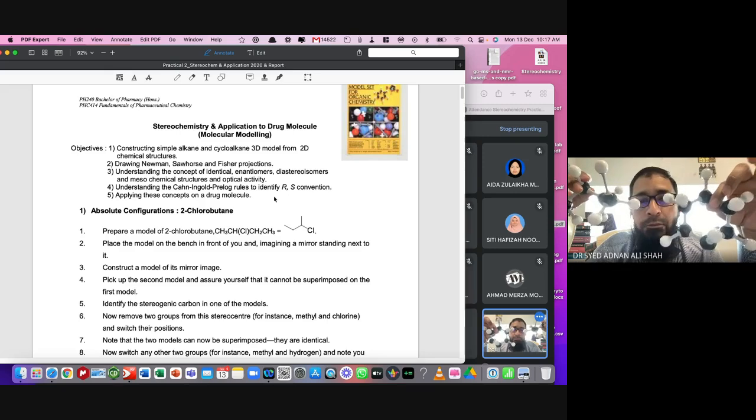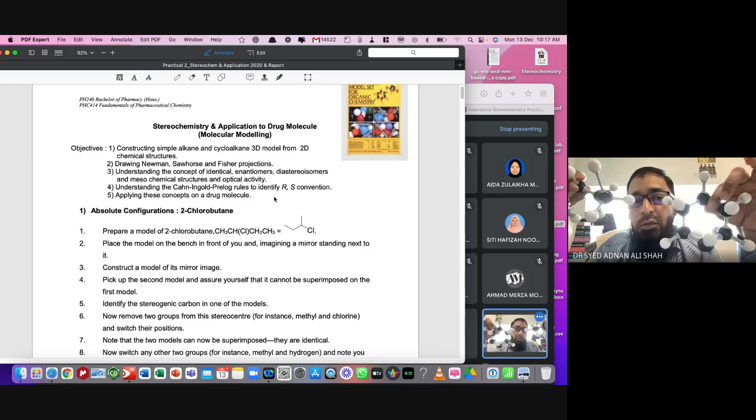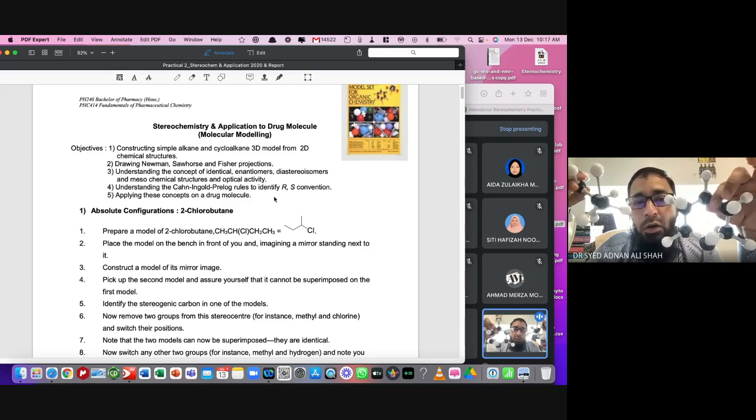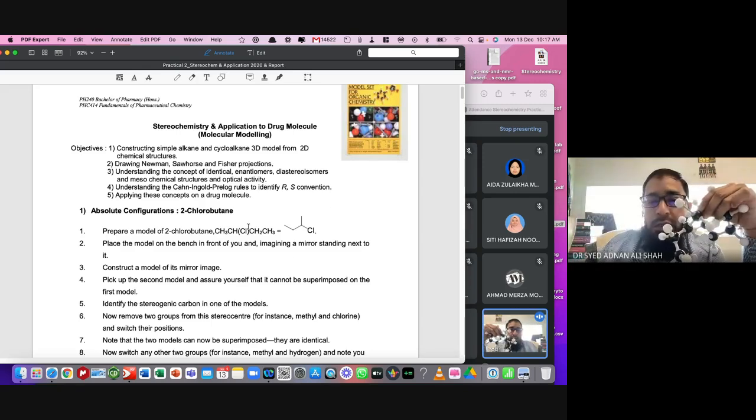For example, the line structure, or the Newman projection, or the sawhorse, or the Fisher projection, right? So you have to draw some of the Newman projections, as well as the sawhorse, as well as the Fisher projection of the molecule. This one is simply the 2D structure, when you construct the molecule on paper like this.